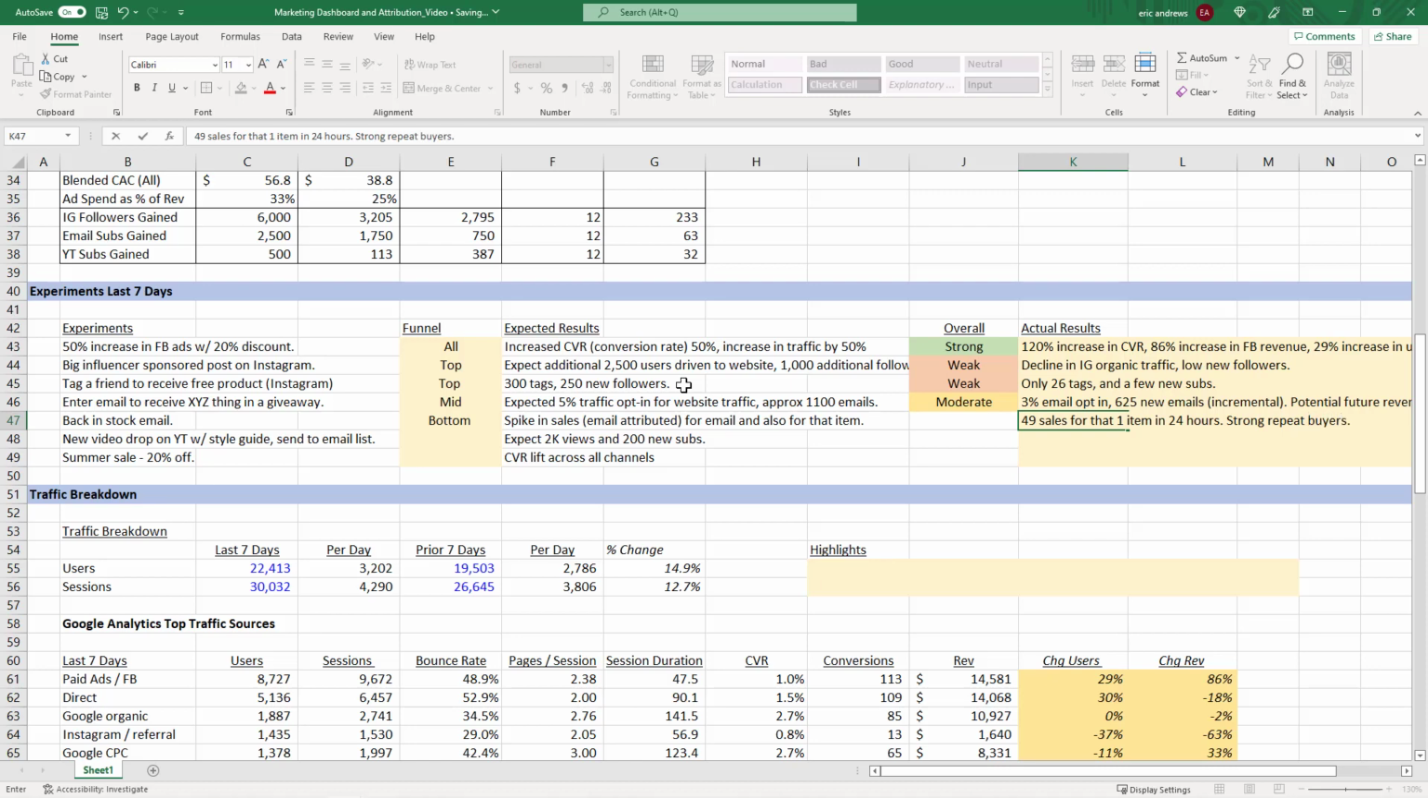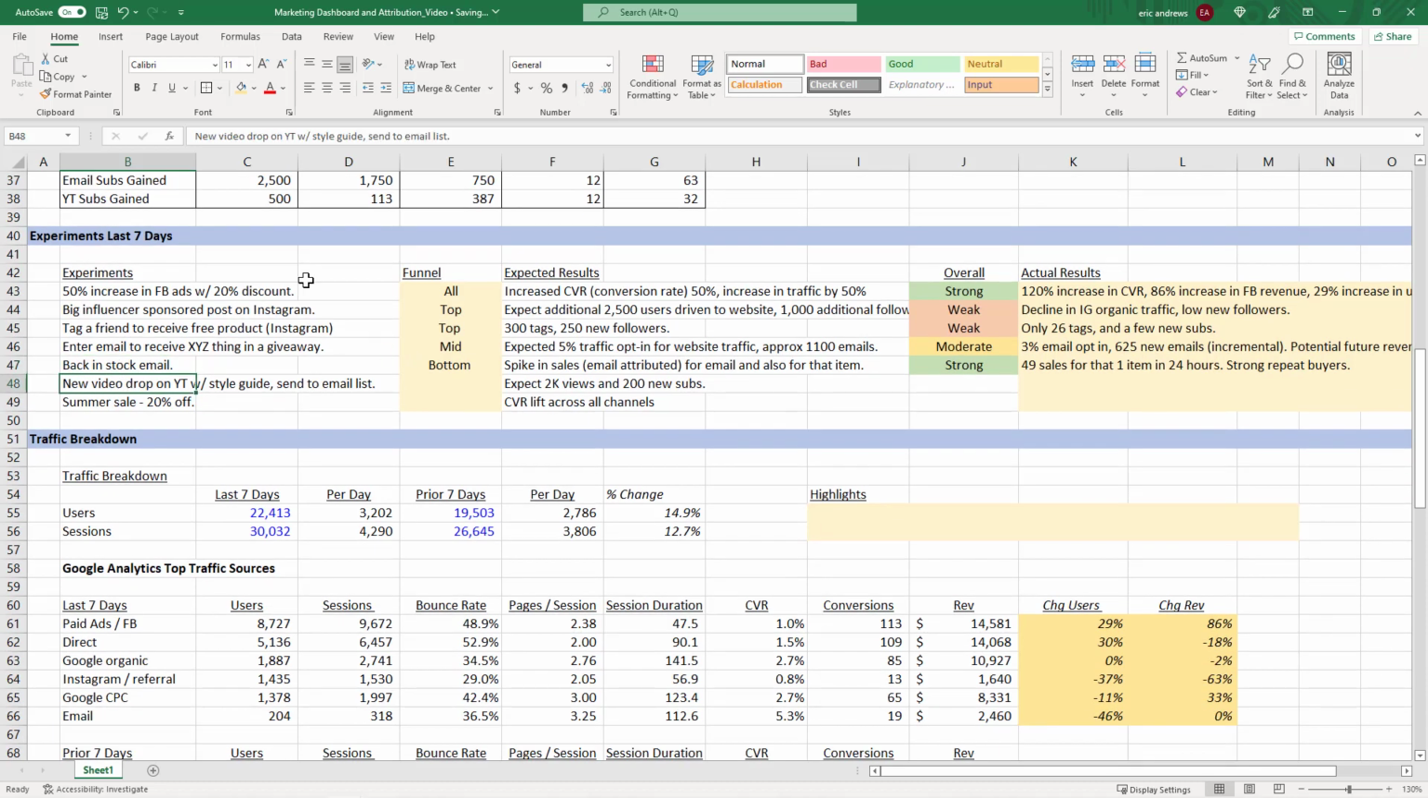So we do see a spike there, and we see strong repeat buyers. So that's great because we're driving additional revenue from customers we've already acquired. So overall, I would say this experiment, strong results. Didn't cost us anything to do it. All we just had to do was send out an email, drove a bunch of recurring revenue.